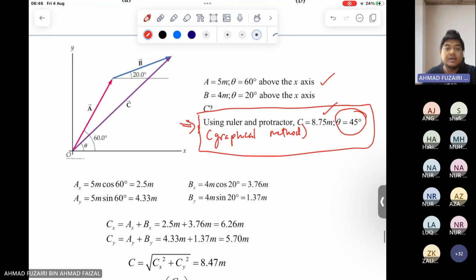Macam mana nak solvekan soalan ini menggunakan konsep components. Okay. So, first kita dapatkan dulu setiap komponen. Maksudnya, AX apa dia? Right? AX equivalent to 5 meters.